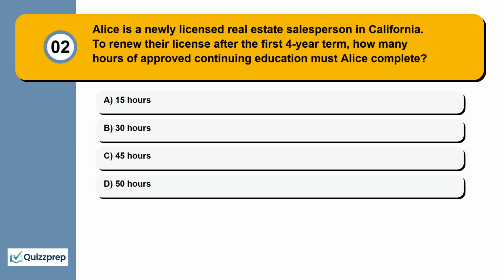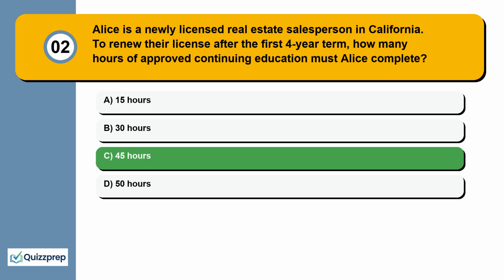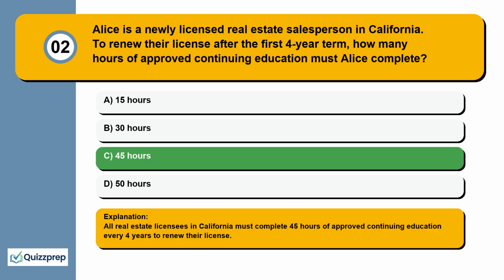Question 2. Alice is a newly licensed real estate salesperson in California. To renew their license after the first 4-year term, how many hours of approved continuing education must Alice complete? 15 hours, 30 hours, 45 hours, 50 hours. All real estate licensees in California must complete 45 hours of approved continuing education every 4 years to renew their license.